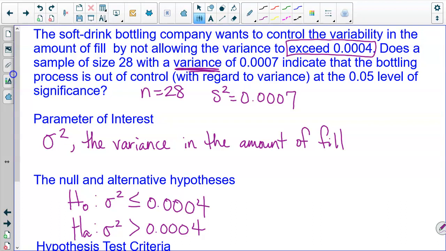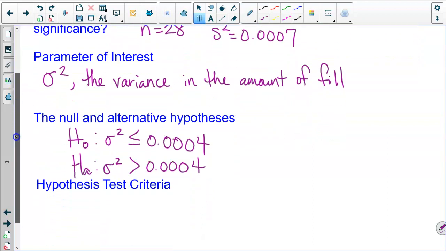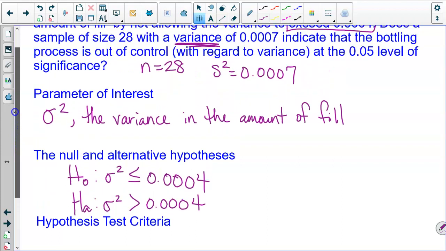Sometimes I have to go back in the problem and look. It helps me when I identify the sample statistics, so I knew that's what I'm testing. Okay, all right, the hypothesis test criteria.